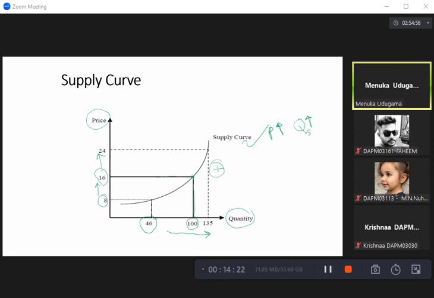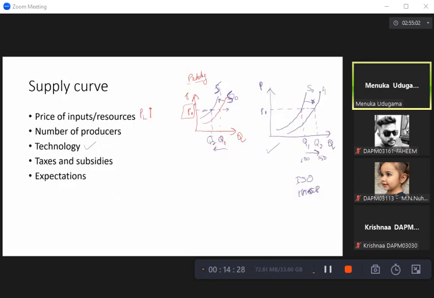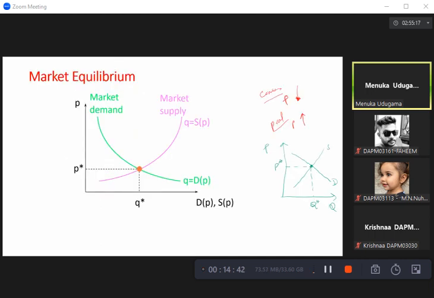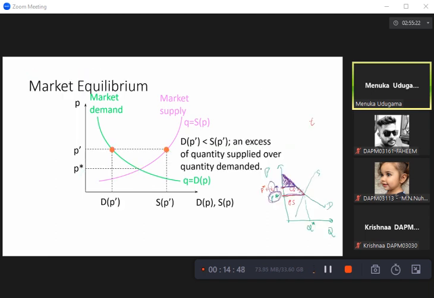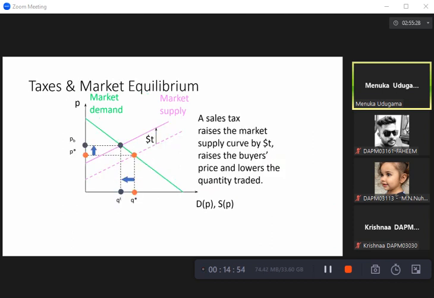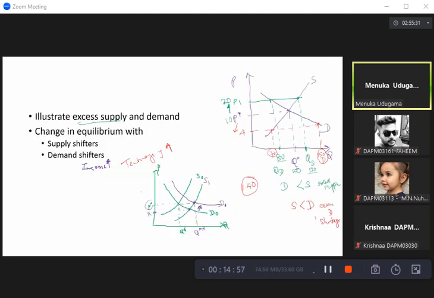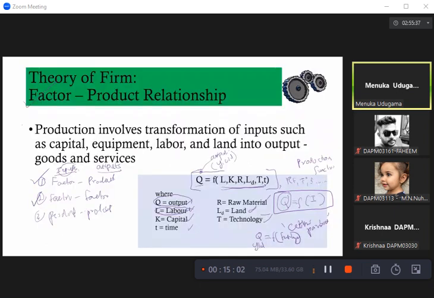Same axis, price and quantity, but here we see a positive relationship. Again, except for its own price, any other factor will shift the supply curve in the short run. Then the market equilibrium, price and quantity. We saw what could happen if prices increase: there will be excess supply. If prices decrease, there will be a shortage. And we looked at the tax, how a tax could affect the equilibrium price and quantity.